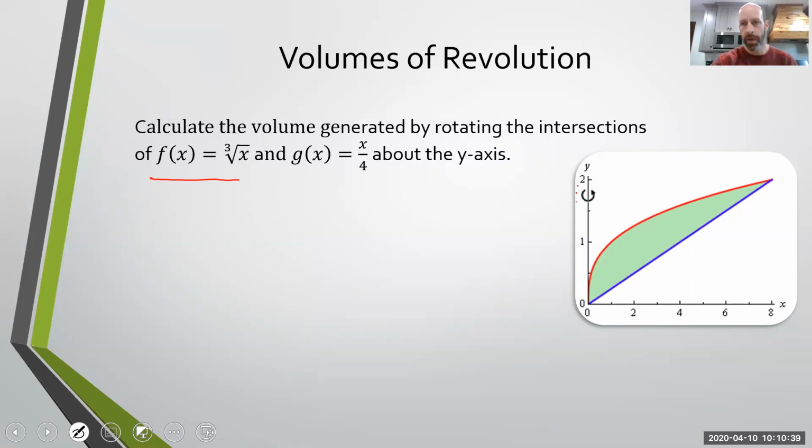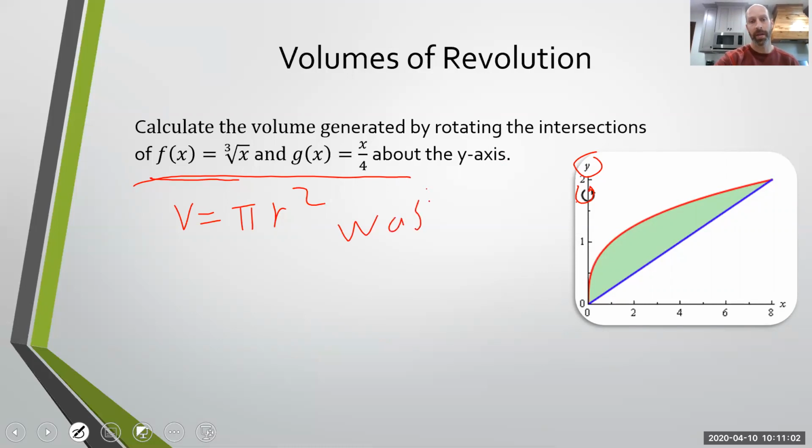Now notice we're rotating this around the y-axis. So guess what that means? That means all of these things need to be written in terms of y. We'll get to that in a second. But to find this volume, we're going to remember the pi r squared formula. And by the way, we are also going to need to do the washer method here because we're going to have missing space that we're not going to include in our volume.